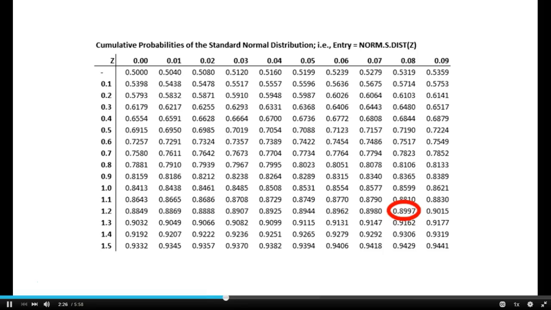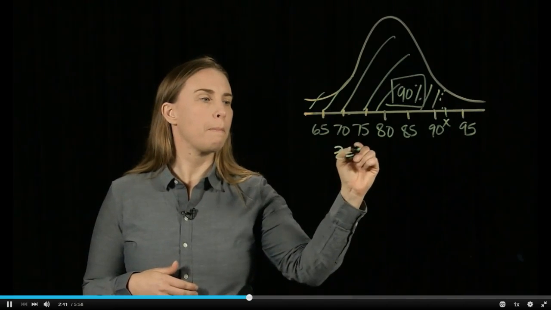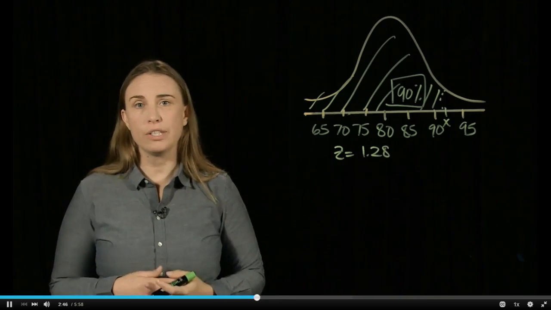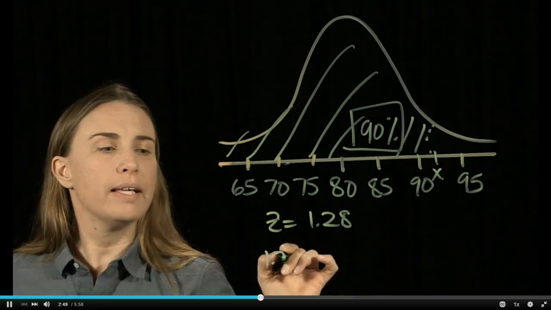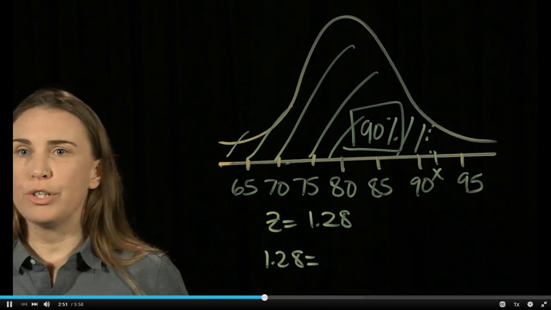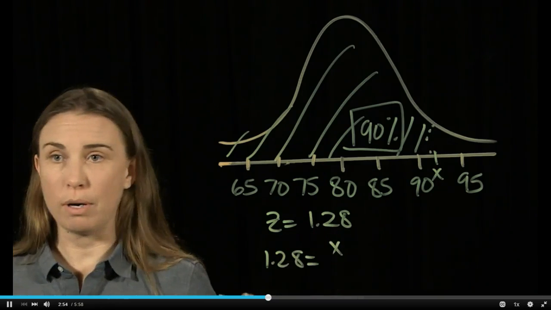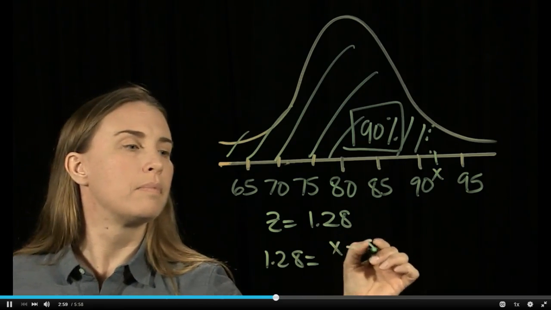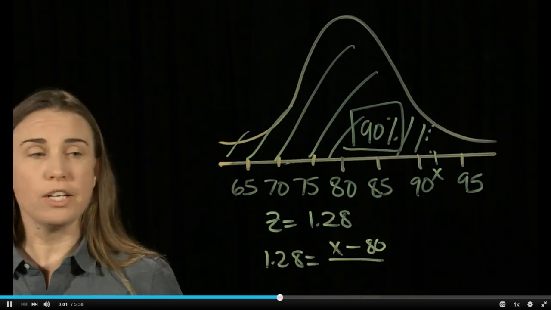For the 90th percentile, the closest that we can find is 0.8997. From that point, we look to the left to find the first two digits, 1.2, and we look up to find the third digit, which is 8. When we put those two together, we get a z-score of 1.28. We'll take that number and plug it into our z-score formula, and we get 1.28 is equal to x, the score we want to find, minus the mean, which is 80, divided by the standard deviation, which is 5.